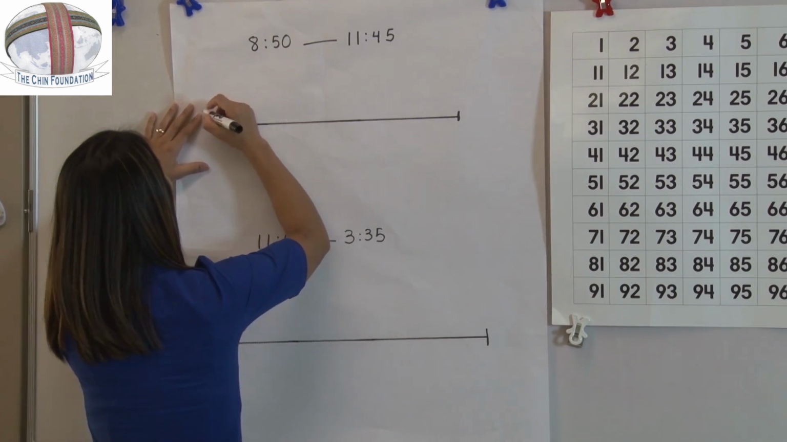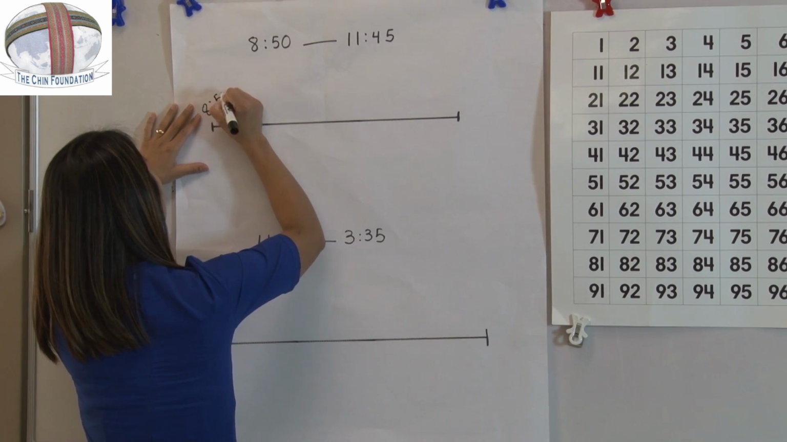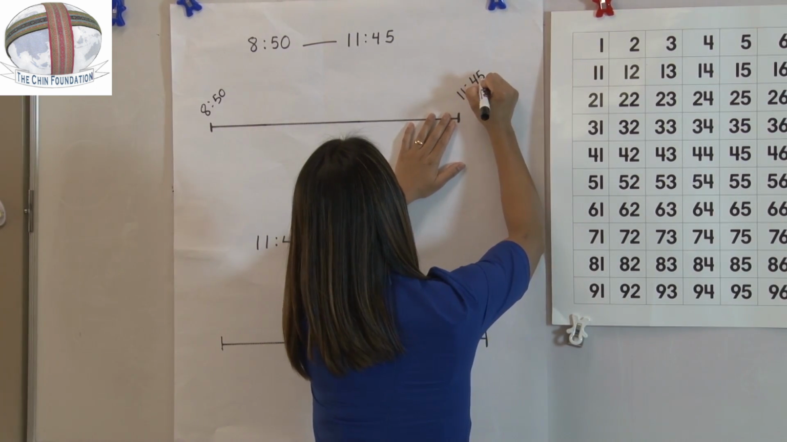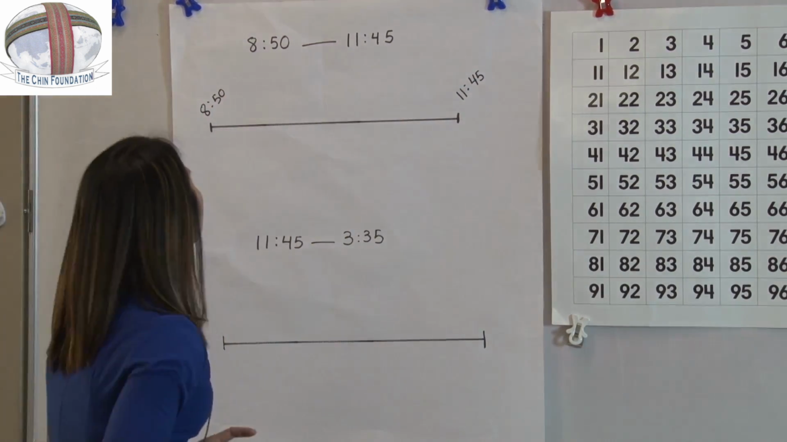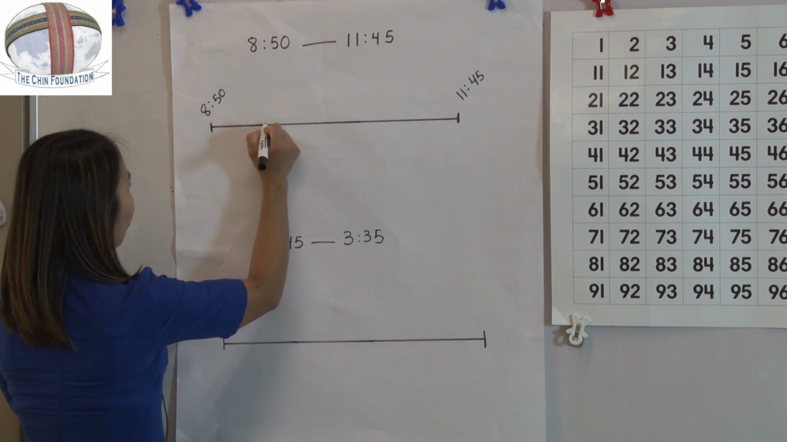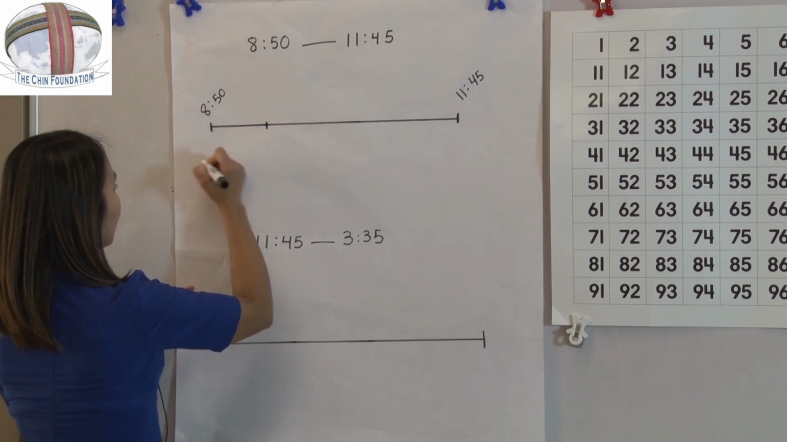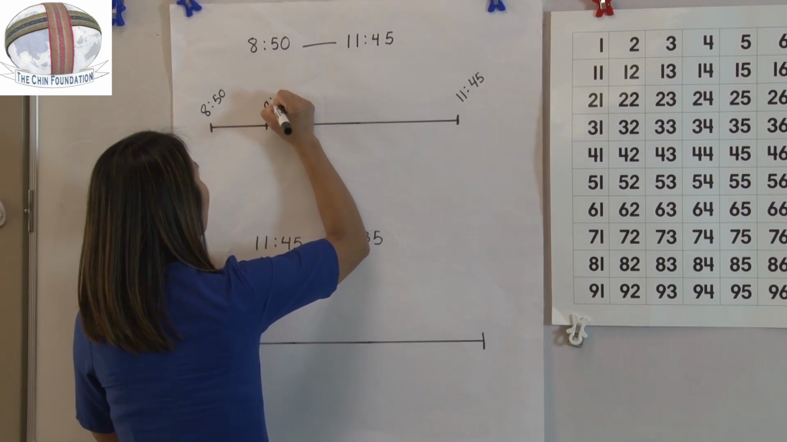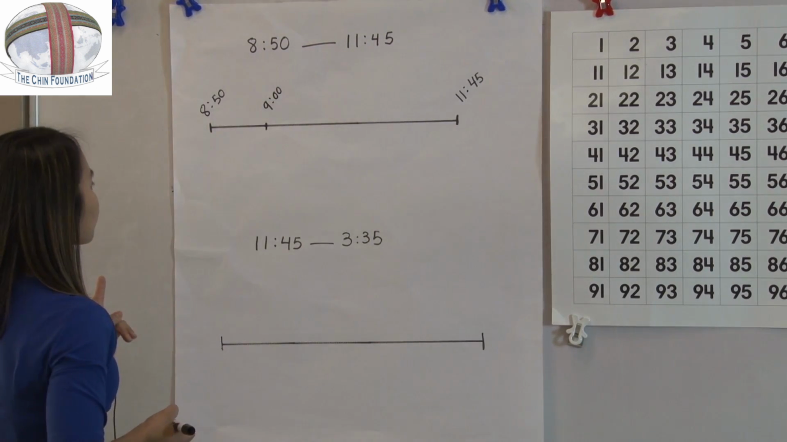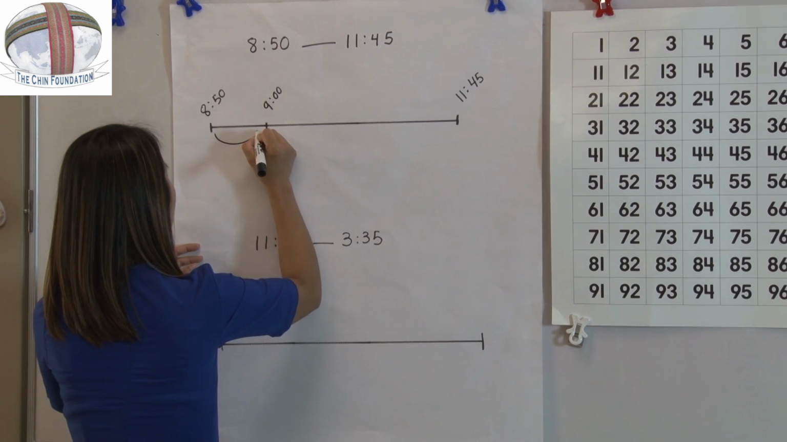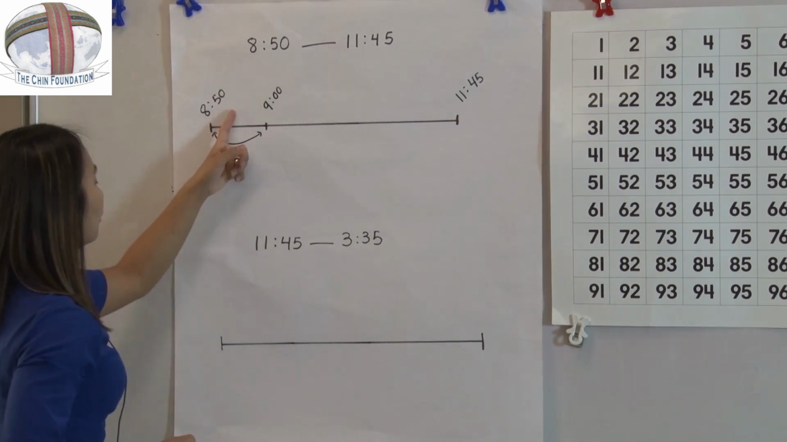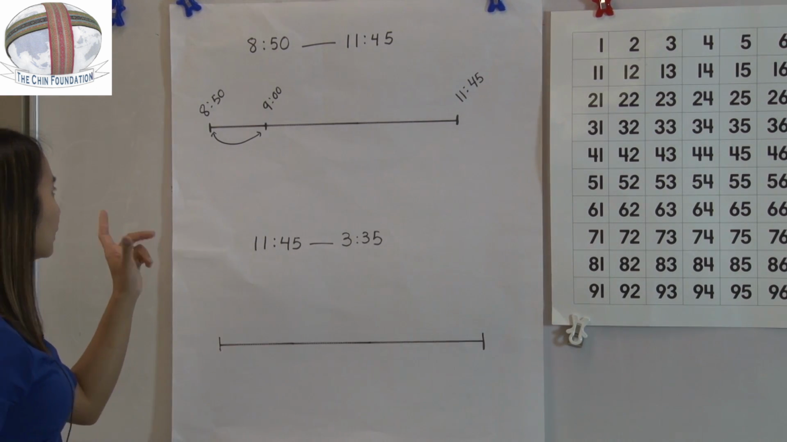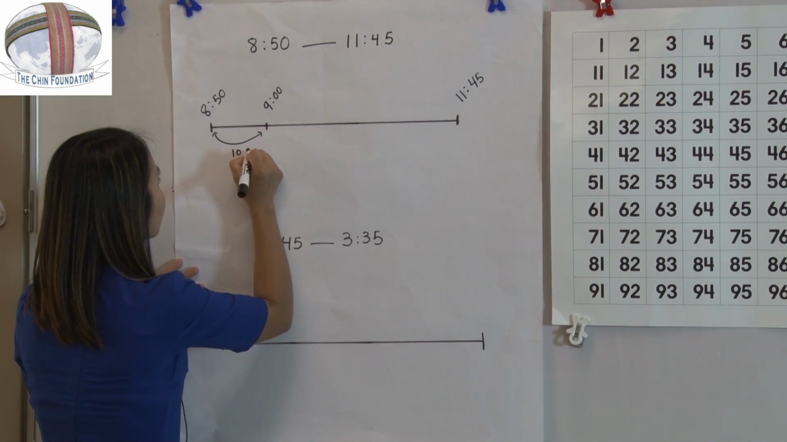Okay, so we know the start number, which is 8:50. We know the end number, which is 11:45. We need to figure out how long this takes. So we need to round up to the nearest hour. For 8:50, we need the closest bigger hour, 9 o'clock. Okay, 8:50, 8:55, 8:60, which is 9 o'clock. That means 10 minutes. Let's take 10 minutes.